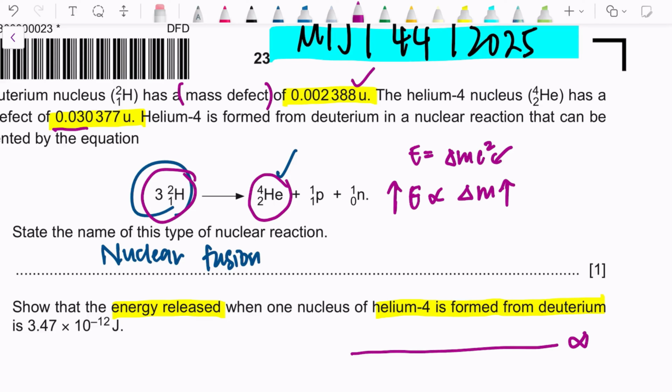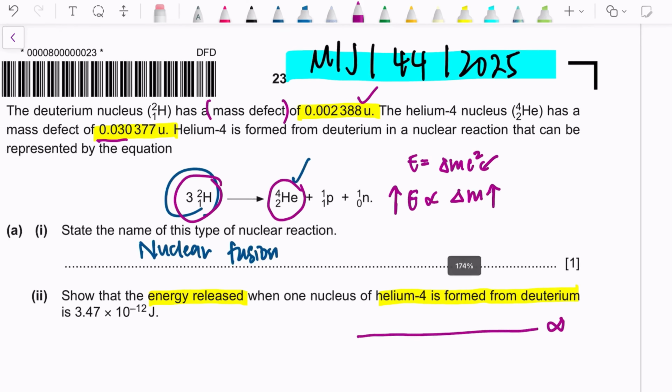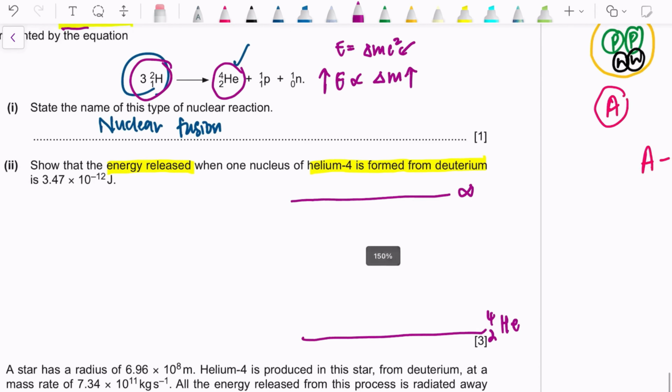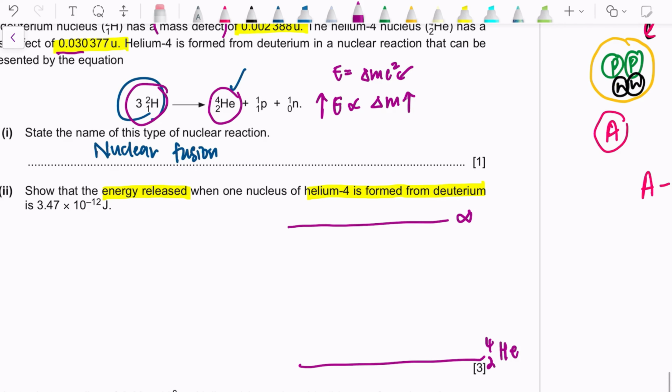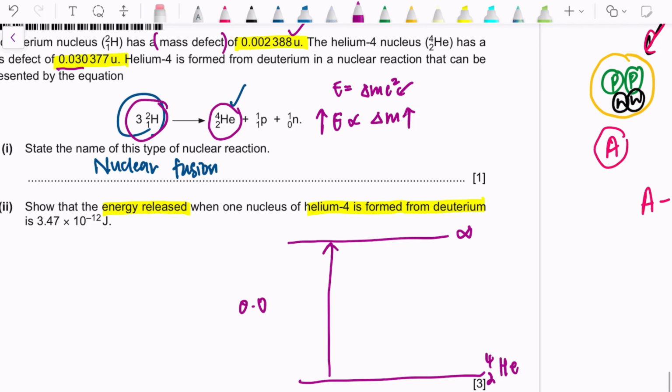Break this nucleus apart to its individual nucleons. Because it's very stable, it's very hard to break. That's why you need a lot of energy. So the energy needed to break this apart in terms of mass defect is 0.030377 U for helium, so you have a greater energy. Now how about deuterium?